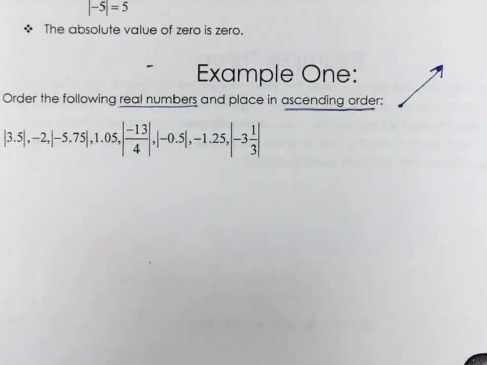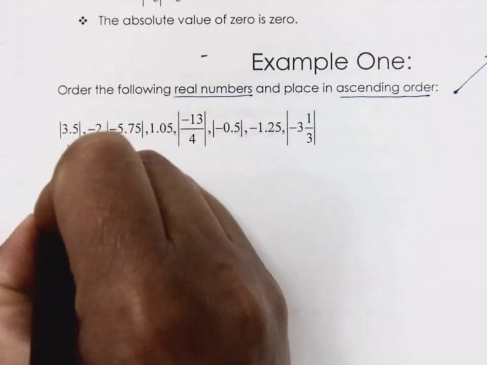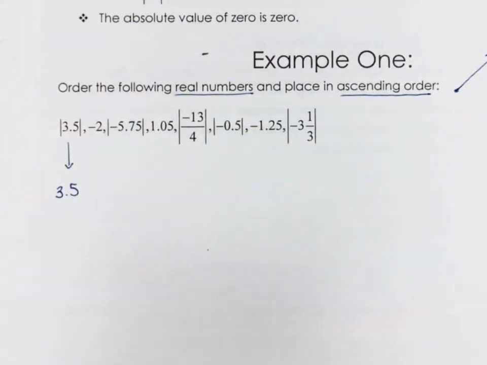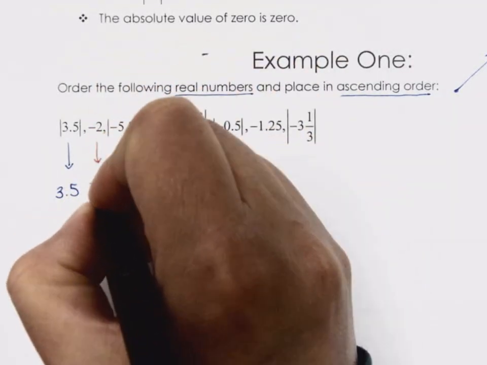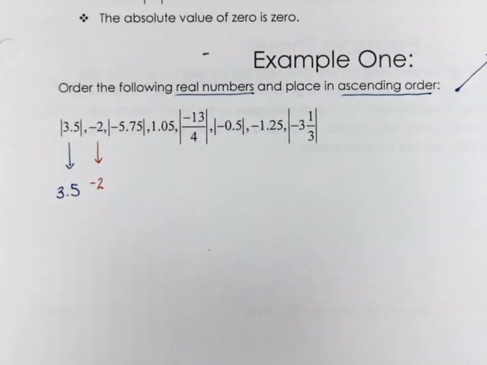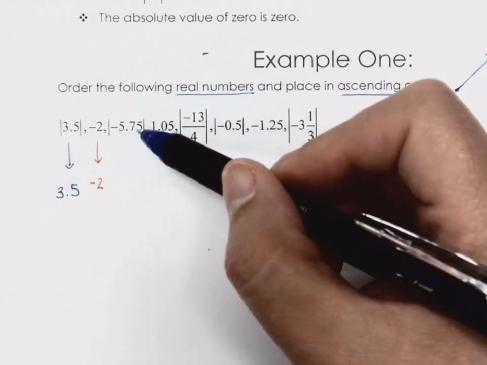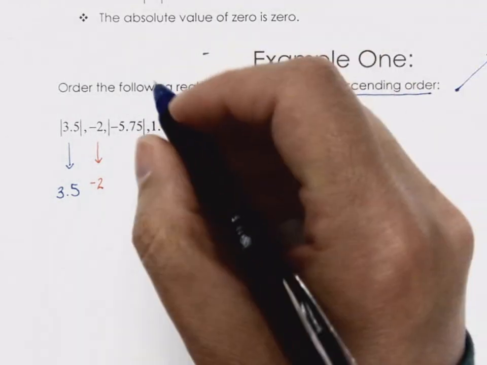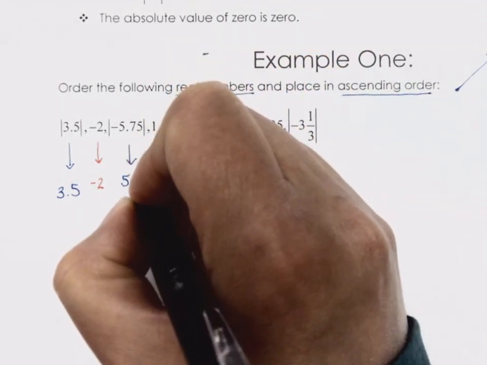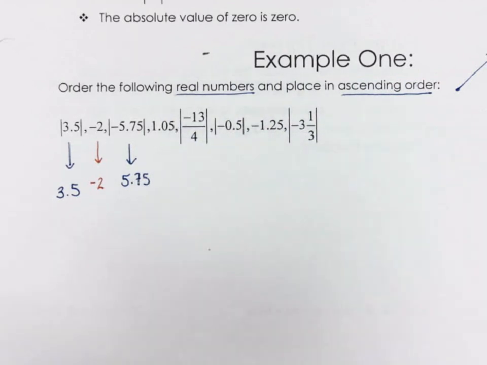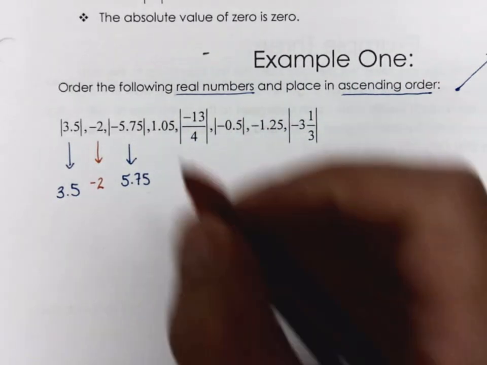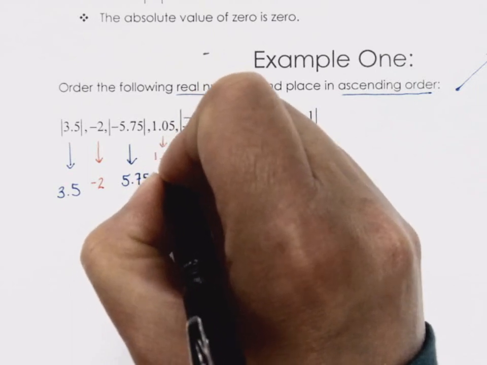All right, what is the absolute value of 3.5? 3.5. Does -2 have absolute value brackets around it? No. So you just got to pay attention to that. So that one's just going to be -2. I'm just switching colors. What is the absolute value of -5.75? Positive 5.75. Is 1.05 in absolute? No, so that is just itself.